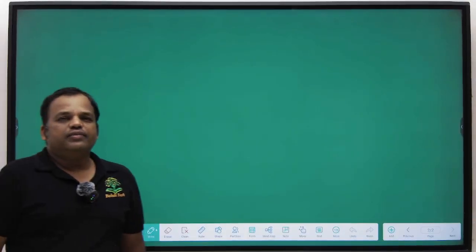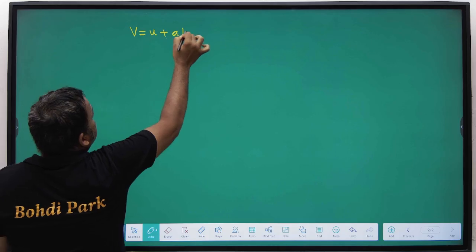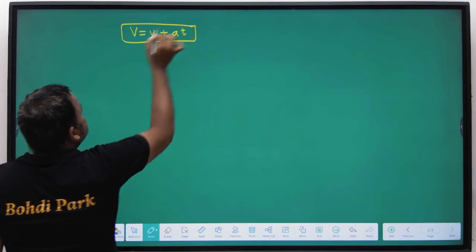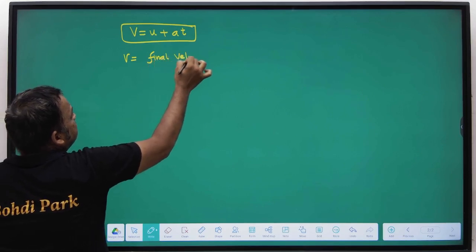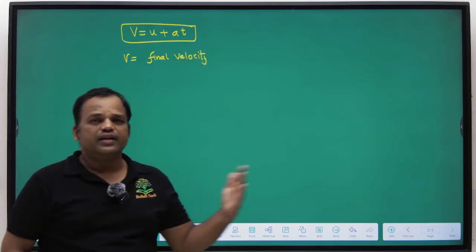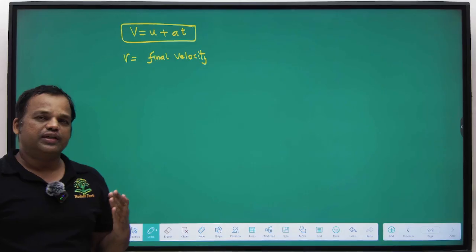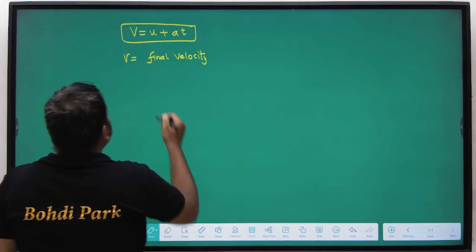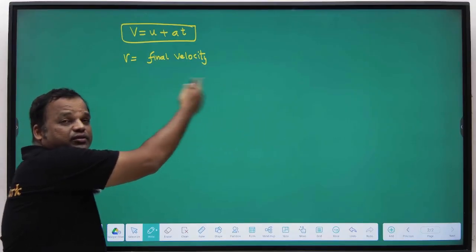So we derived the equation of motion, that is v is equal to u plus at, when the acceleration is constant. Here v is final velocity. We have to take care of sign. If the particle is going right side, then we have to take it as positive. If the particle is going left side, then we have to take it as negative. So v can be plus or minus depending on whether the particle is going right side or left side.